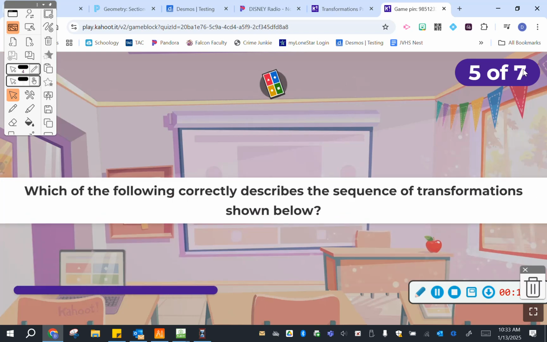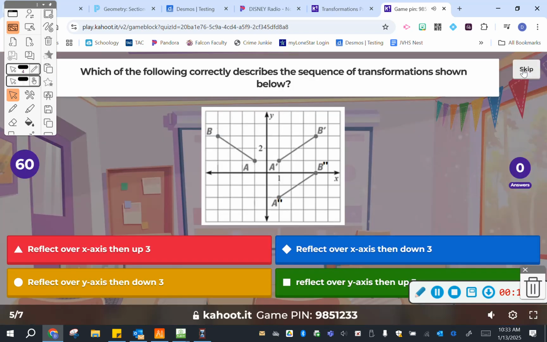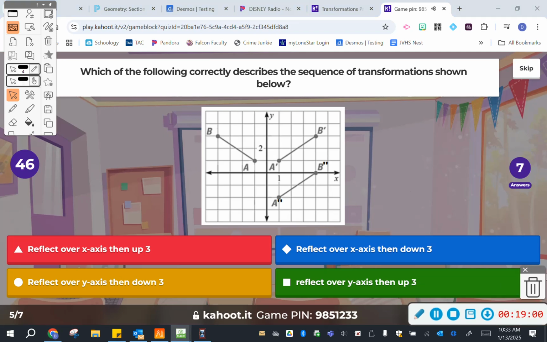Which of the following correctly describes the sequence of transformations? Does this reflect over the x-axis, then up 3? Reflect over the x-axis, down 3? Reflect over the y-axis, down 3? Or reflect over the y-axis, then up 3?